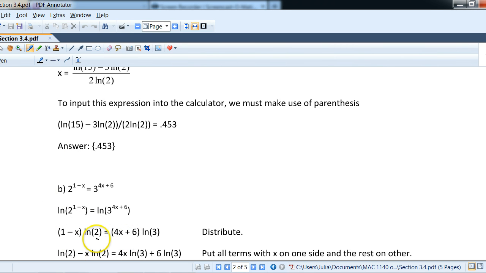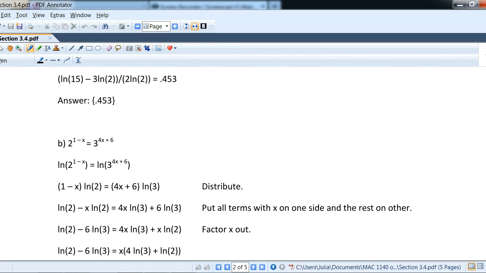Same idea, you may want to distribute the ln of 2, which will be minus x ln of 2, and on the other side we'll get 4x ln of 3 plus 6 ln of 3. Then we'll combine all the x terms on one side. I just basically added x ln of 2 to both sides, and you can also subtract 6 ln of 3 from both sides to get that.